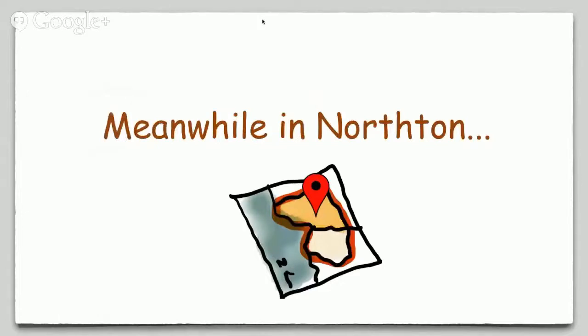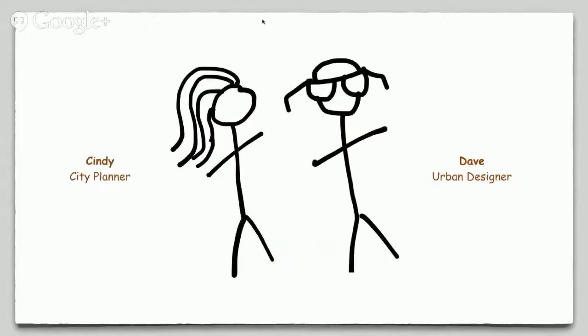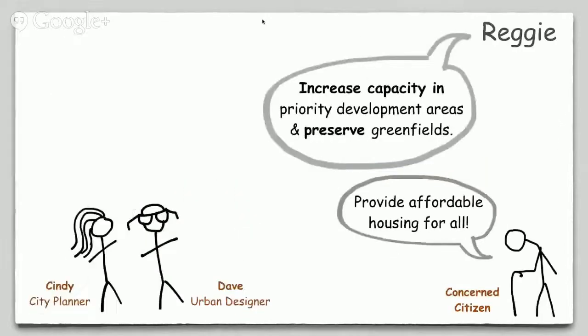Then we have, at the city level, our city planner or urban designer who have a different set of concerns. So they're hearing from the regional planner, we need to increase capacity in these areas that we've established as priorities, and we want to preserve greenfields. And they're hearing from concerned citizens, we want to maintain the quality of life, but do it in an affordable way and provide housing for everybody.